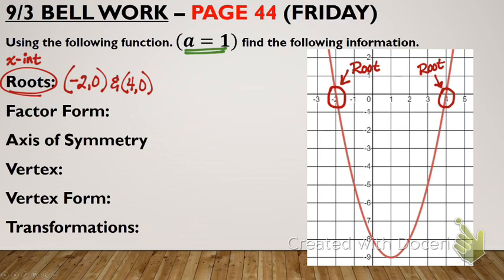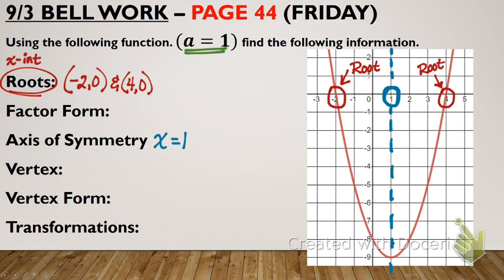Where is the axis of symmetry? Be careful and give me the whole thing. X equals 1. If you don't have the x equals part, it is incorrect. Axis of symmetry cuts this parabola right in half, and I see that I would go through the x-axis at 1 if I were to do that. That's how we get this.